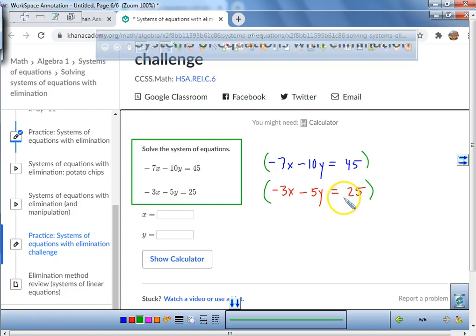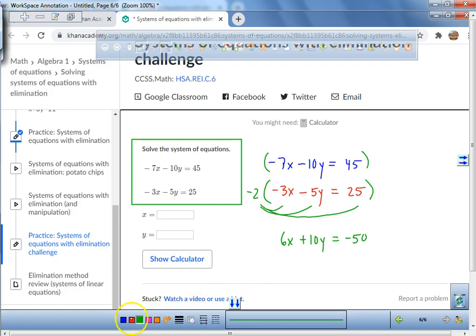Why am I going to choose the y? Because I can easily get to a what? A positive 10. What would I have to multiply the bottom equation by to get to a positive 10? Negative 2, you're right. So what I'd like you to do, can you please take the bottom equation and multiply everything by a negative 2. So a negative times a negative is a positive. Negative times a negative is a positive. Negative times a positive stays a negative.